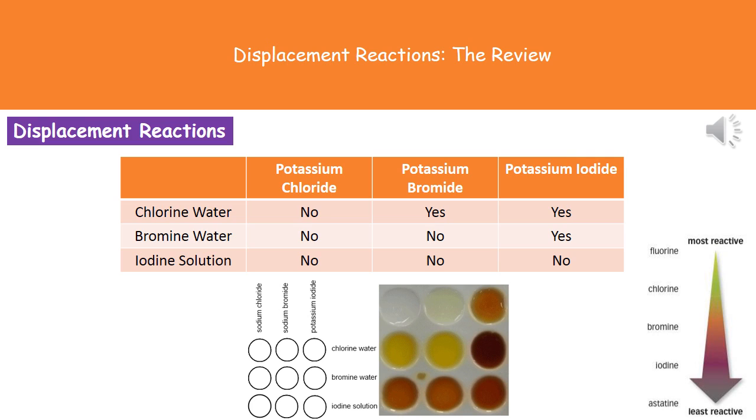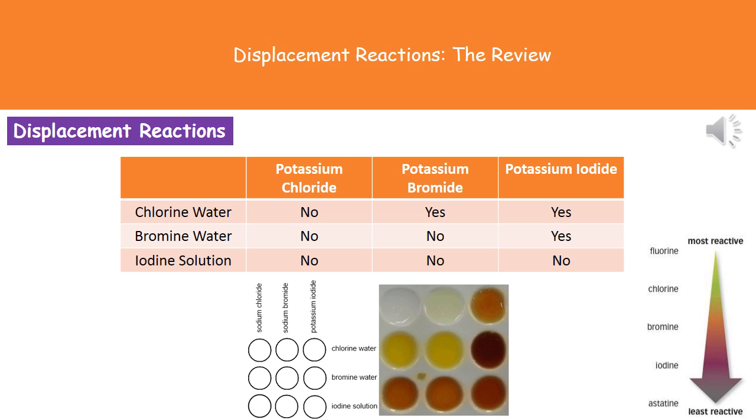And as you look down the other rows, you can see that our bromine water has only reacted with the potassium iodide, whereas on that bottom row where we had iodine solution, there's no change. They've all stayed the same colour as the iodine solution. And that's because our iodine obviously won't react with itself. The bromine and the chlorine are more reactive than iodine. So that means that the iodine can't take their place in the metal halide.